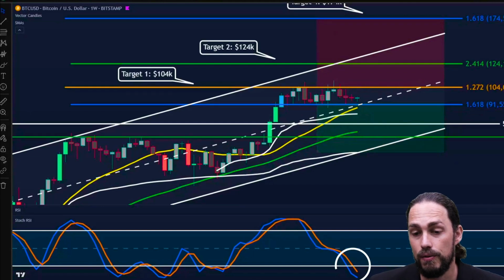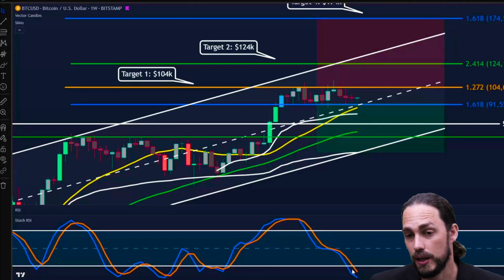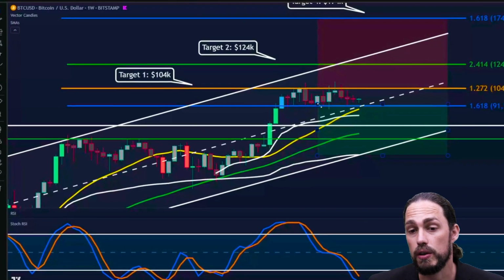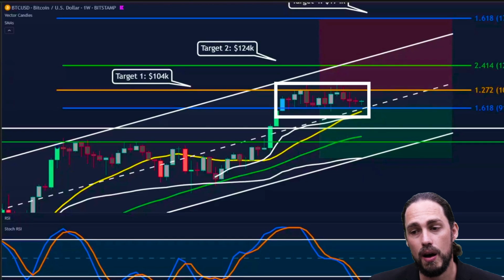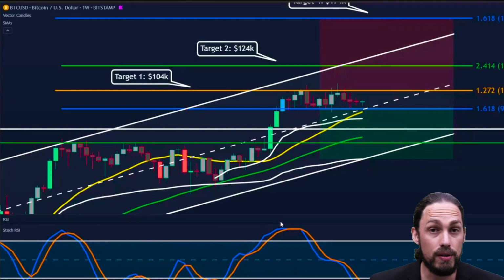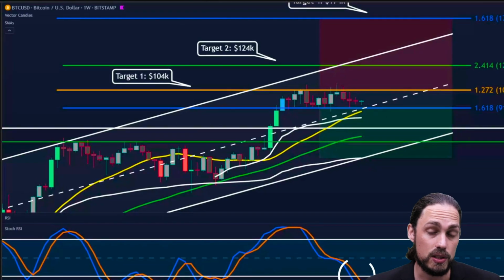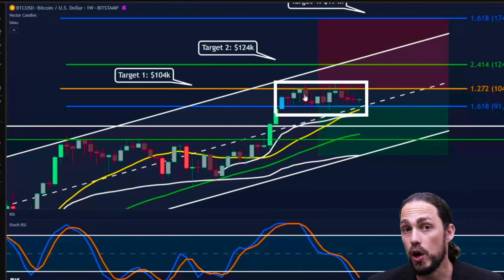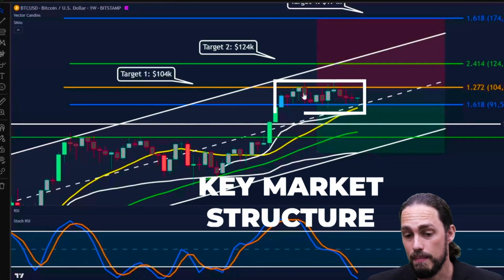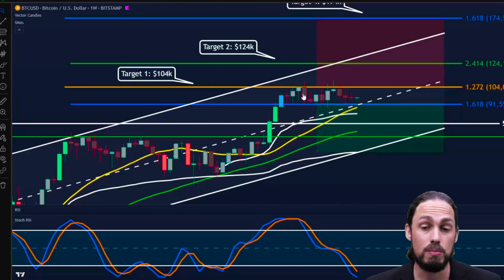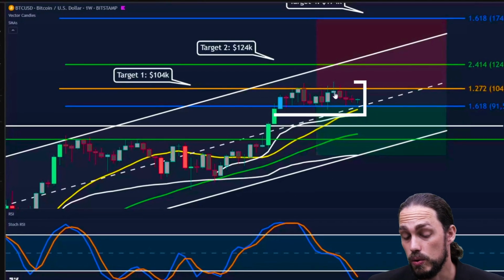So I'm keeping a close eye on the stochastics RSI on the weekly. But positive structure for me is that we are still in this consolidation pattern between this $91.5 and $104,000. Even with this negative momentum in the stochastics RSI, Bitcoin has not yet broken key market structure, which is a fantastic move for a continuation to the upside.